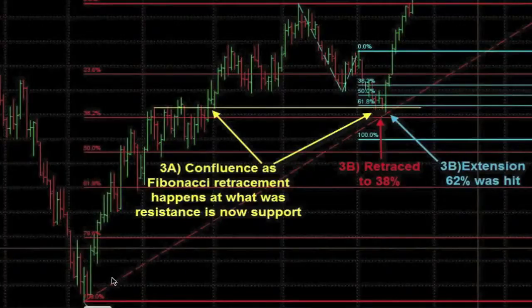We're using the Fibonacci retracement of the overall move. We're using the Fibonacci extension of the retracement move. And we're using normal chart analysis such as support and resistance. This gives a high odds trade.